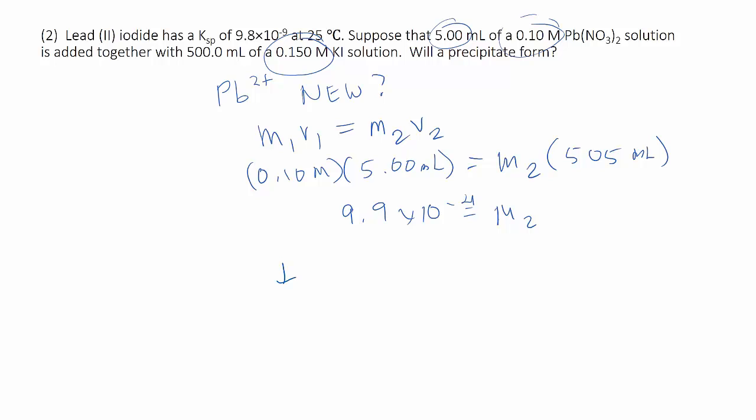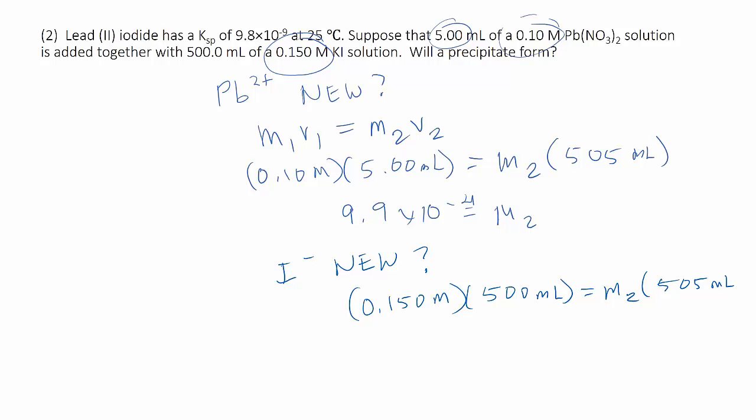Now we're going to look at the new iodide concentration and see if we can find that. Again, we're going to use M1V1 equals M2V2, and this time we remember that we're starting with 0.150 molar iodide concentration, and we're starting out with an initial volume of 500 milliliters. We're going to be diluting it to some unknown new molarity, but our total volume is going to be the same as it was last time.